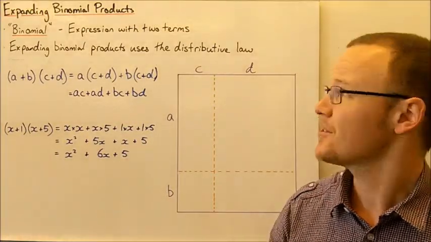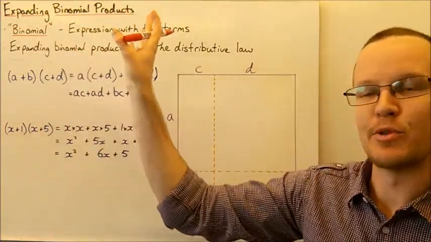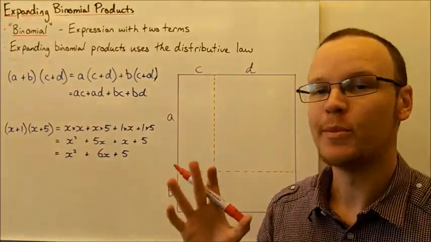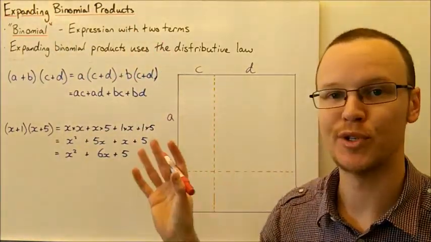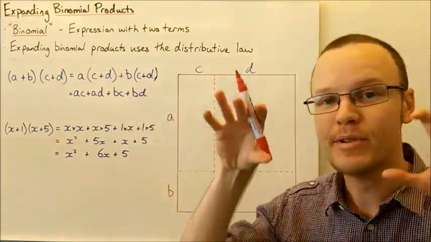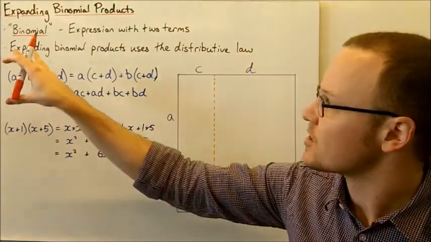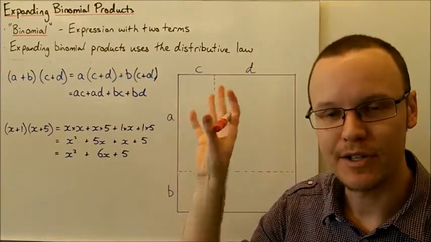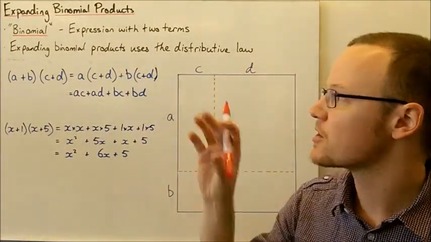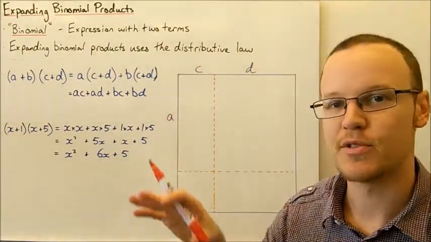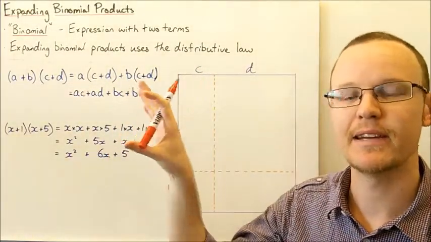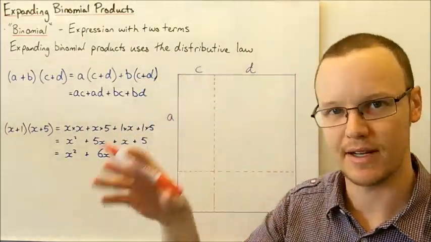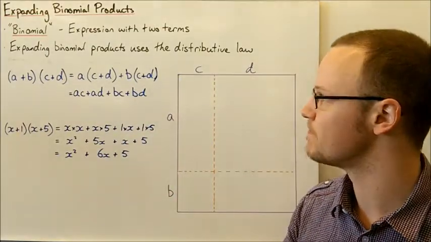Today we're going to look at expanding binomial products. The word binomial just means a mathematical expression with two terms. Bi meaning two, nomial, terms. So expanding binomial products uses the distributive law. Just like we've learnt before, if you have a look back over the expanding video, you'll be able to get a reminder for what expanding is.